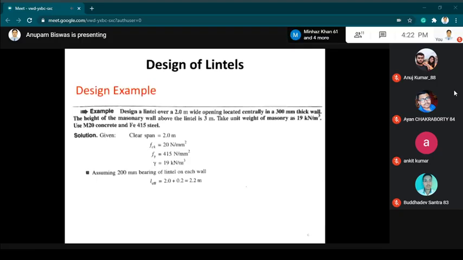So in the design example, let us see. The condition given here is that a lintel is to be designed for a clear opening of 2 meter. Suppose the opening is located centrally in a 300 mm thick wall. Okay, wall thickness is given. The height of the masonry wall above the lintel, capital H, is given, that is 3 meter.